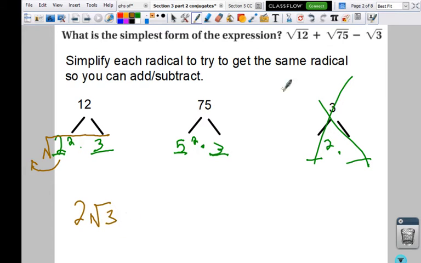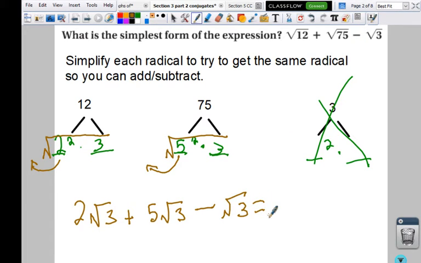And then I've got this plus sign here, so I'm going to go plus. And what about this next one? 5 gets kicked out, right? And I got 5 square root of 3. And then I have minus, because I have this minus sign right here. Minus square root of 3.